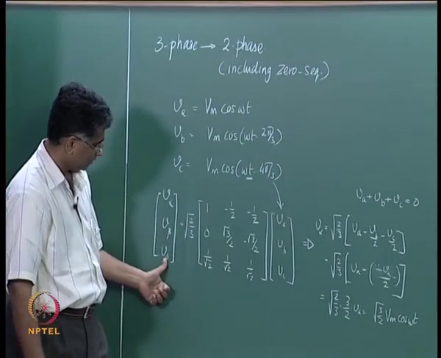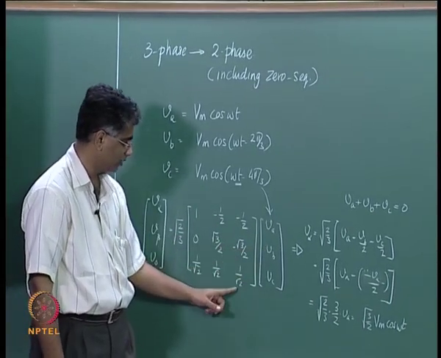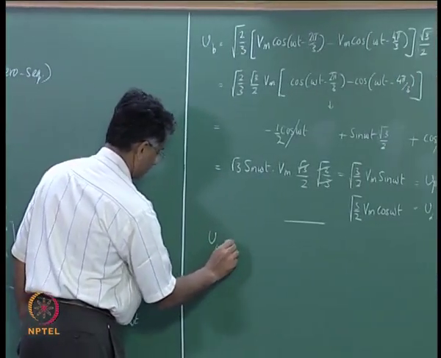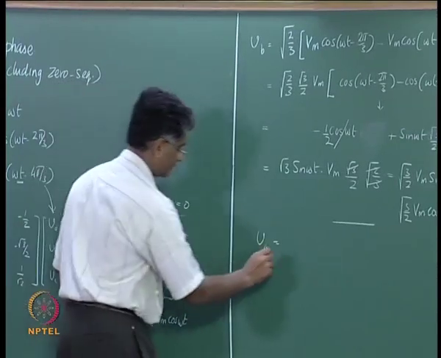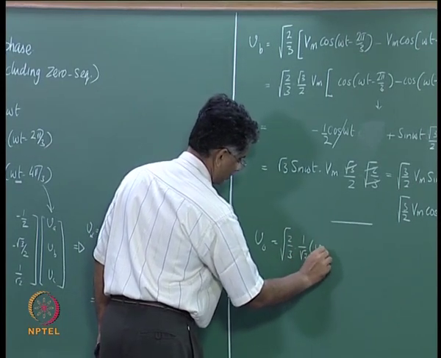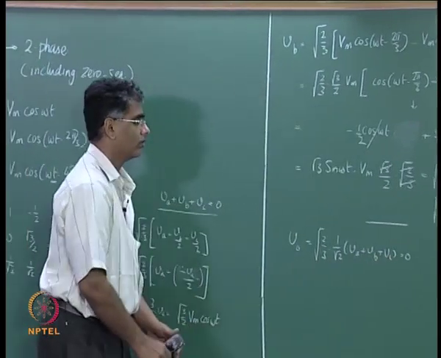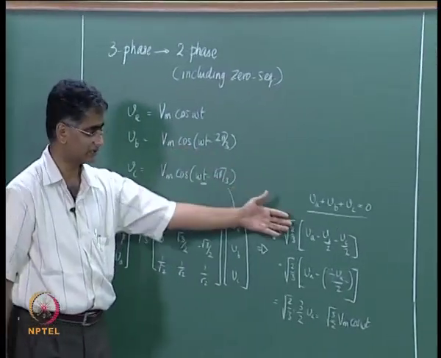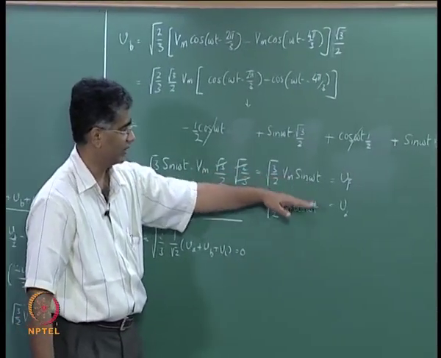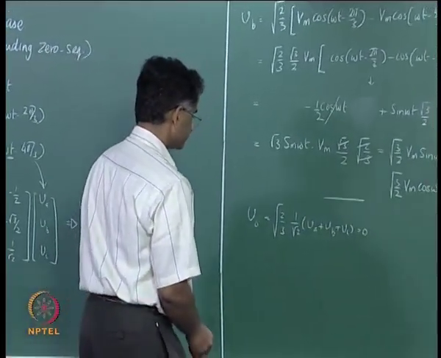V0 is nothing but root 2 by 3 into 1 over root 2 times Va plus 1 over root 2 times Vb plus 1 over root 2 times Vc, and therefore we already know that this equation holds, Va plus Vb plus Vc is 0. So, it is root 2 by 3 into 1 over root 2 into Va plus Vb plus Vc, and this is already 0. So, when you excite the 3 phase machine with a balanced excitation, the 0 sequence component goes to 0. You have only the V alpha term and V beta term. That is why we again call it the 2 phase equation.